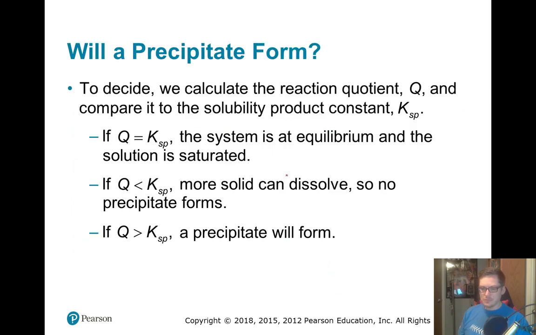We also have to be able to determine whether or not a precipitate will form in solution. This is actually pretty easy. All you have to do is look at your equilibrium. So we know that our Ksp is equal to the concentration of the products raised to their coefficients. So if we have some insoluble salt that's like AB, this would be equal to the concentration of A times the concentration of B.